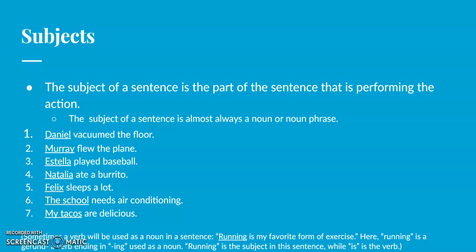Look at the sentences below. I've underlined the subject in each sentence. What are the verbs that the subjects are doing?